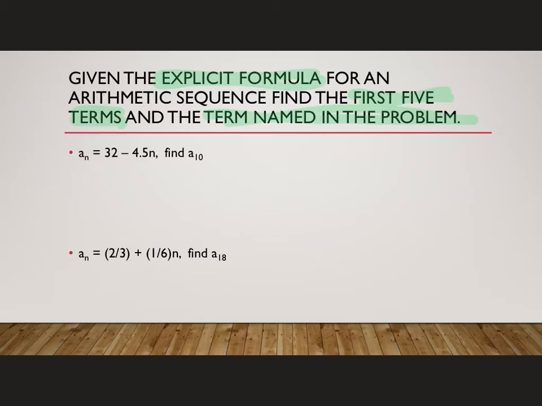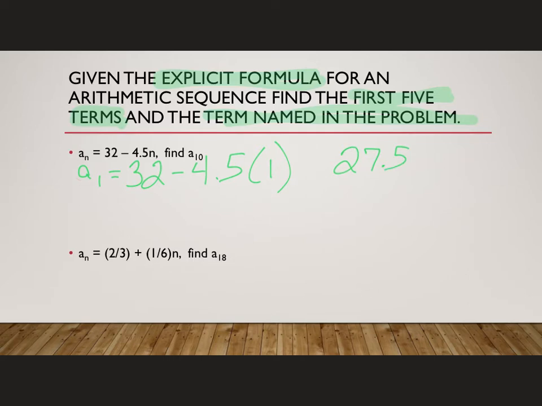Sorry about that. Let me erase that. Let's go with a pen this time. So I have a sub 1 equals 32 minus 4.5 times 1. So my first term is just 32 minus 4.5, which is 27.5. That is my first term.